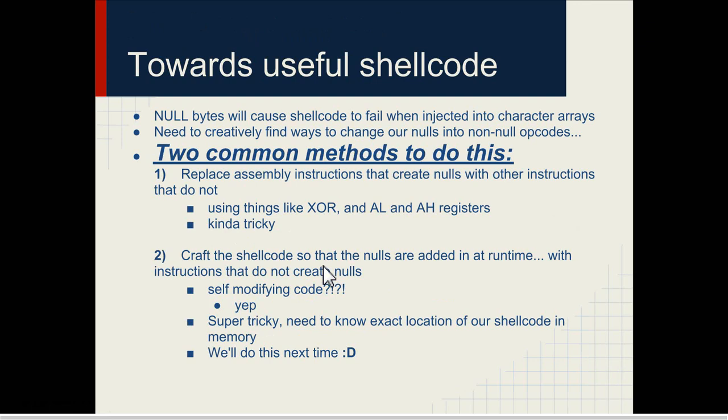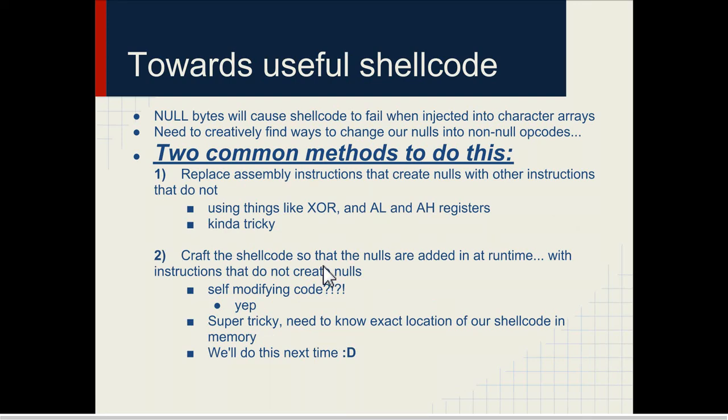Null bytes will cause shellcode that is meant to be injected to fail, and we need to creatively find ways to change our nulls into non-null byte opcodes. There are two common ways to do this. Basically, find the assembly instructions that are causing these null opcodes, and then try to replace them with instructions that don't result in null opcodes.